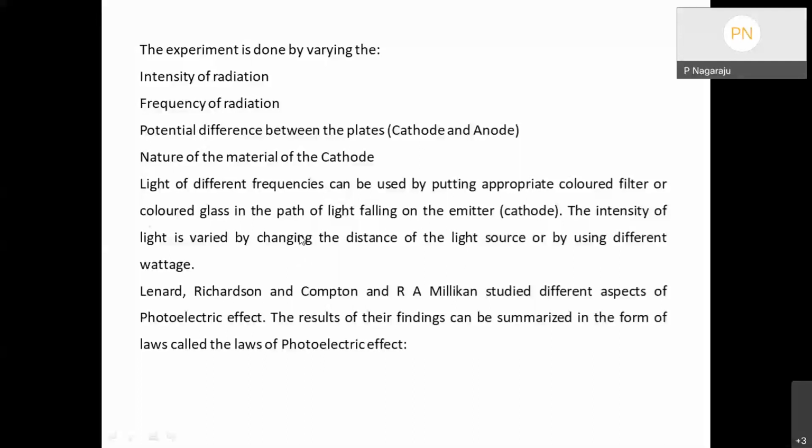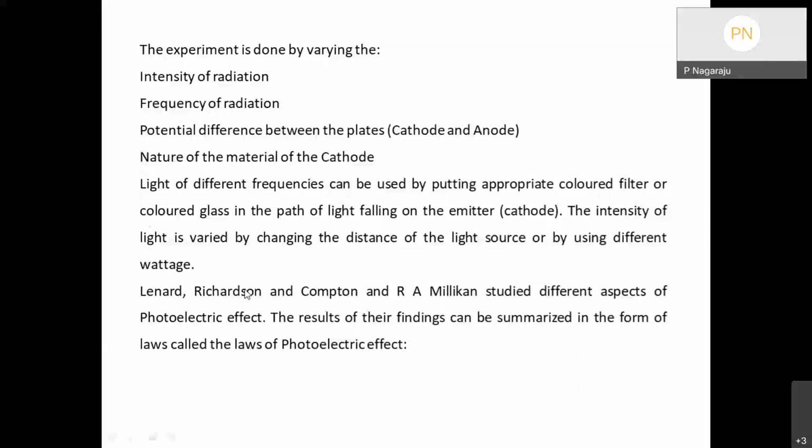And next, of course, potential difference. I told you that the potential difference can be increased, and it can also be decreased, and we can also change the polarity of the battery. That means the cathode can be connected to the negative of the battery, or the cathode can be connected to positive, and the anode can be connected to negative of the battery. In fact, we can increase the voltage in the positive sense, or decrease the voltage.